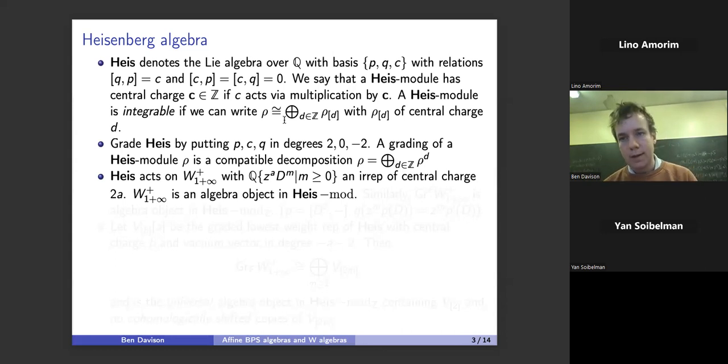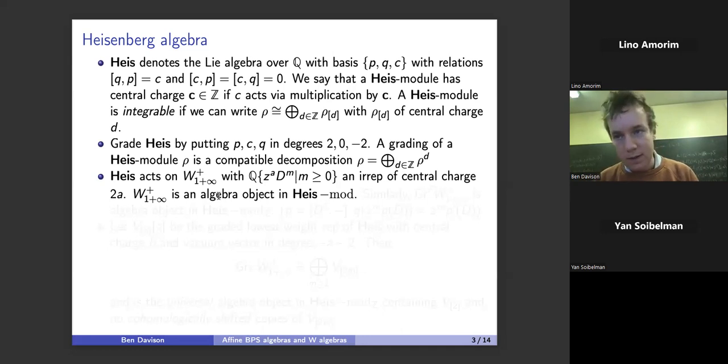What's more, this Lie algebra, sorry, I should write Lie algebra object in Heisenberg. This Lie algebra is a Lie algebra object in the category of modules over the Heisenberg algebra. That is to say, there is a tensor structure on the category of modules over the Heisenberg algebra, where the tensor structure takes a pair of modules, takes the tensor product of the underlying vector spaces, and lets the Lie algebra act via the sum of the actions in the two components.